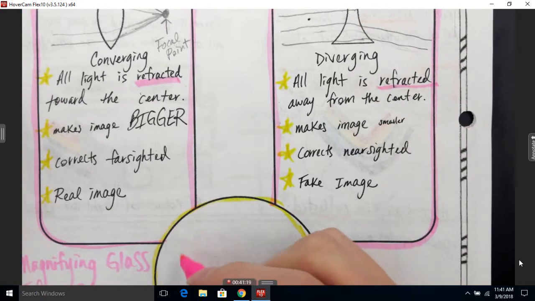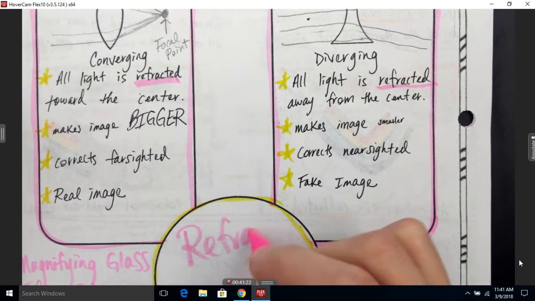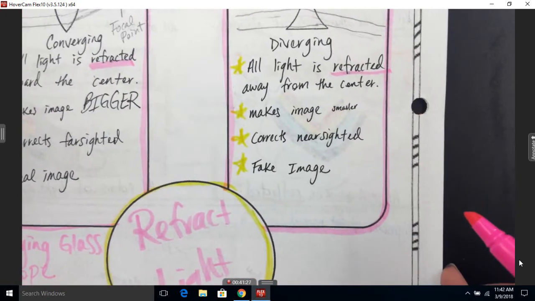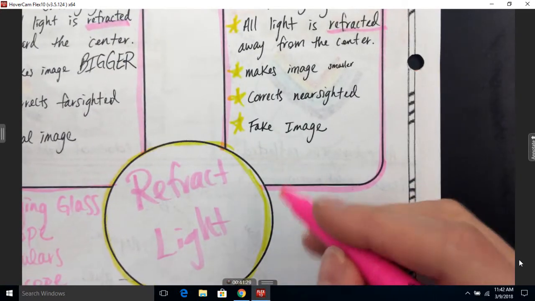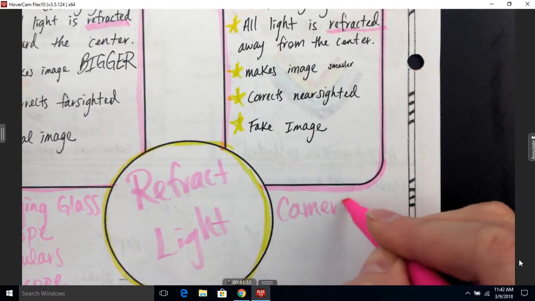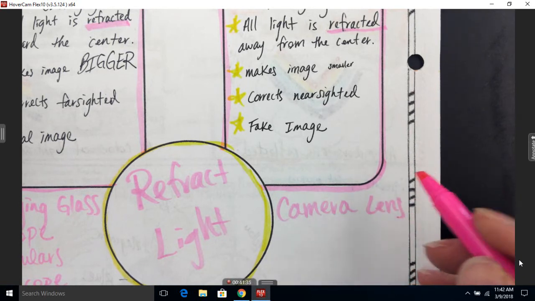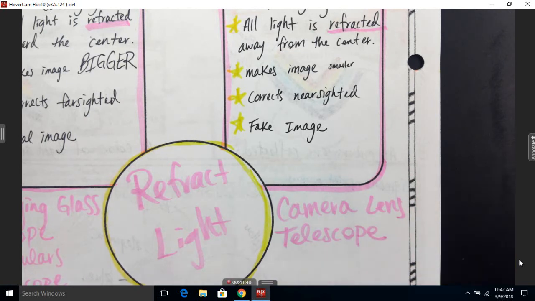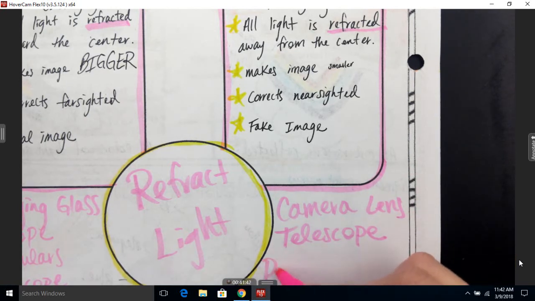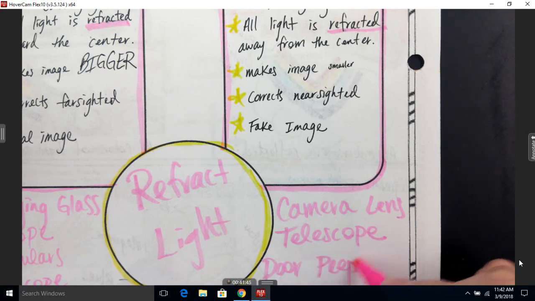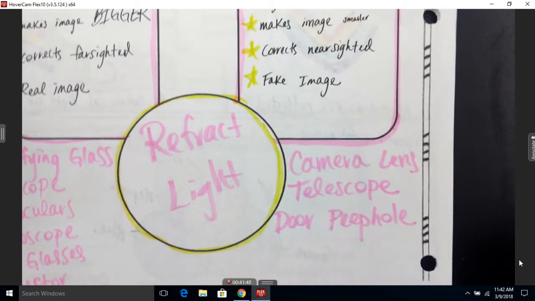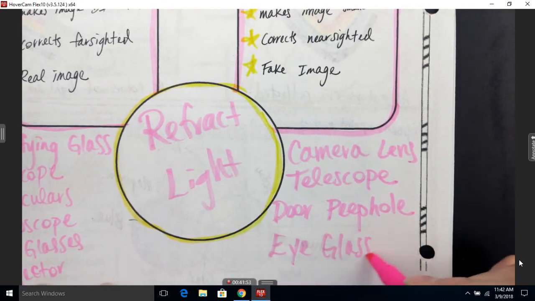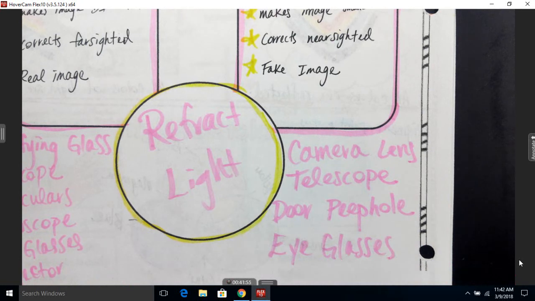So both of them refract light. And some examples of concave would be a camera lens, a telescope. Telescopes can use both of them. Door peephole. And then eyeglasses. It just depends on what you need.